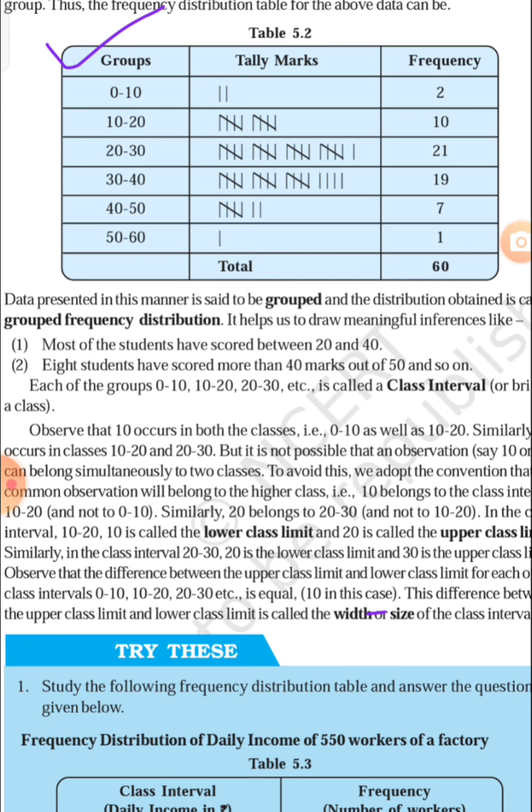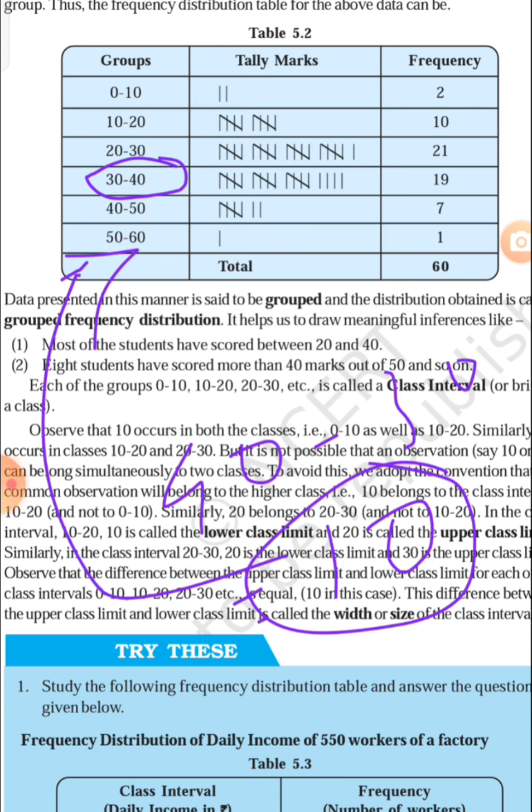Now there are these groups. So 0 is the lower limit of this group and 10 is the upper limit, or higher limit, of this group. Similarly, for 50 to 60, 50 is the lower limit and 60 is the higher limit. And one more thing: between 30 to 40, if you do 40 minus 30, you will get 10. So the class interval is 10.